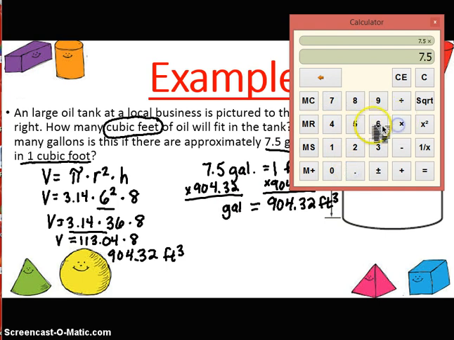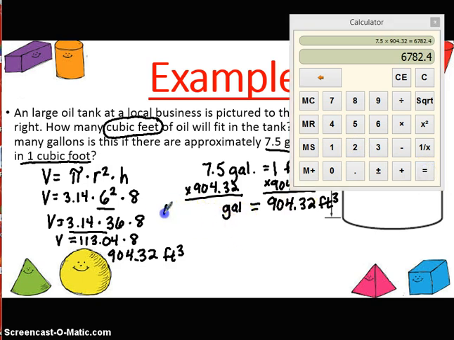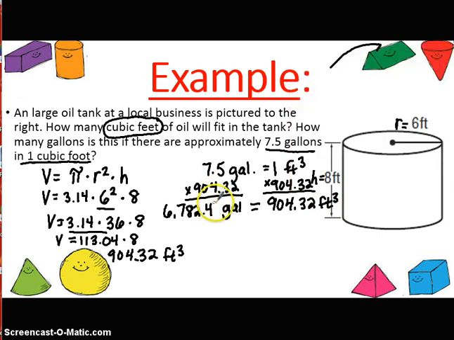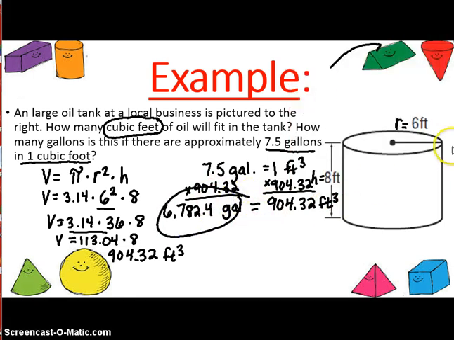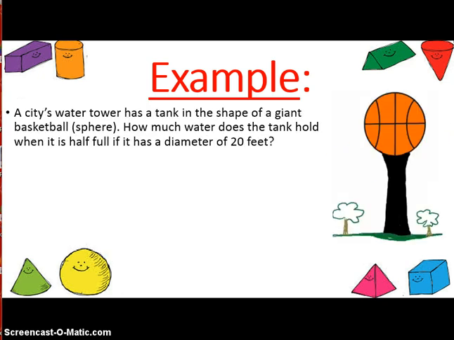Now if we do that, 7.5 times 904.32, we get 6,782.4 gallons that will fit in this tank. So we could restate our answer. The tank will hold 6,782.4 gallons. Let's do one more example.